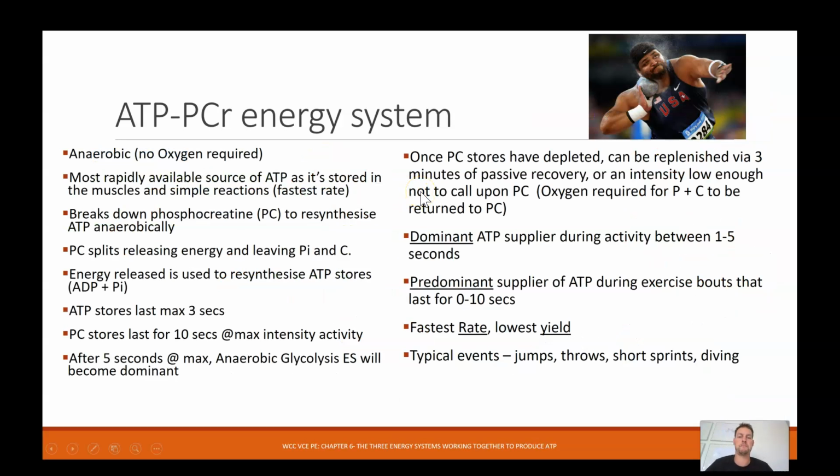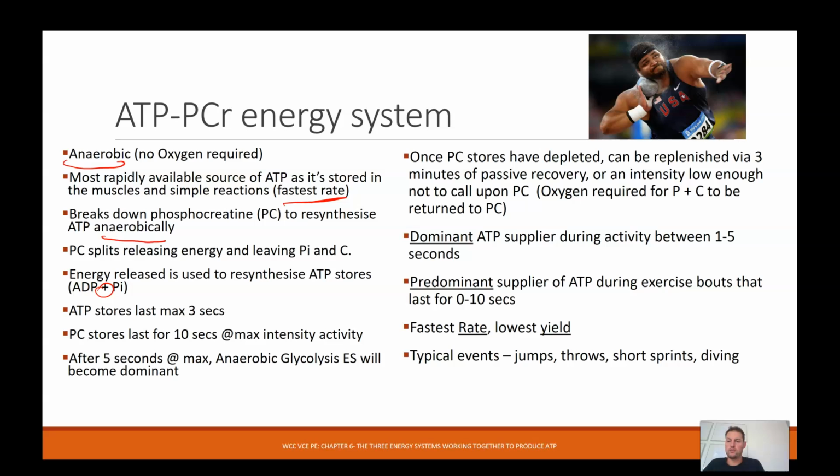Some things about ATP-PC we need to know. Firstly, it's anaerobic, which means it doesn't require oxygen, which is why it's a really fast rate. It's the most rapidly available source of ATP, and it's stored in the muscles and used for simple reactions, so it's got a fast rate, as I said. For this system, it breaks down PC to resynthesize the ATP. Again, there's that word anaerobically, without oxygen. PC splits, we've talked about that. It then resynthesizes the ATP by joining the energy in here with the ADP and Pi.